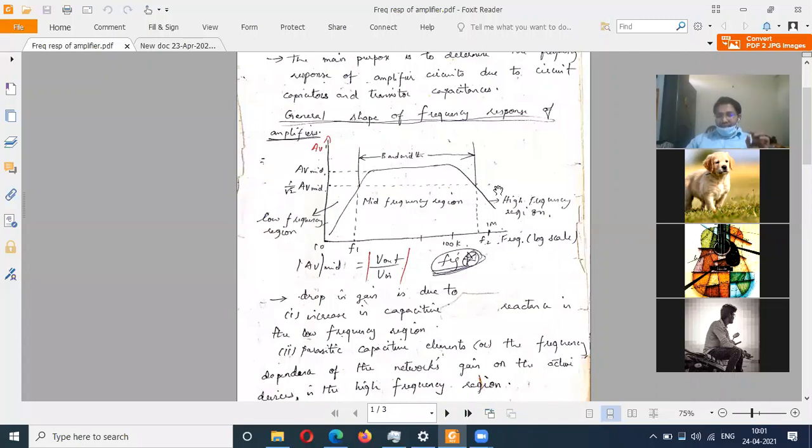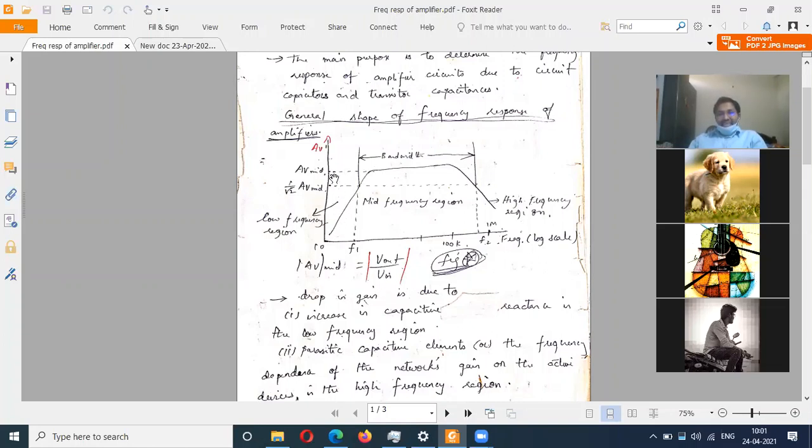Now, what happens is, when we go for very high frequencies, these junctions behave as capacitors, and that is responsible for the drop in the gain of your amplifier. So in short, when we gradually increase the frequency, gain increases, remains constant, decreases.